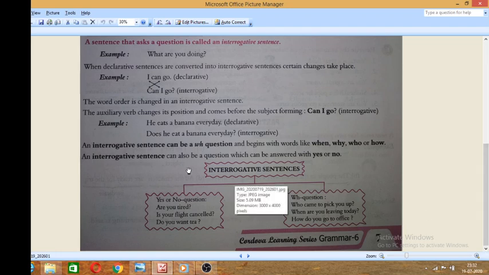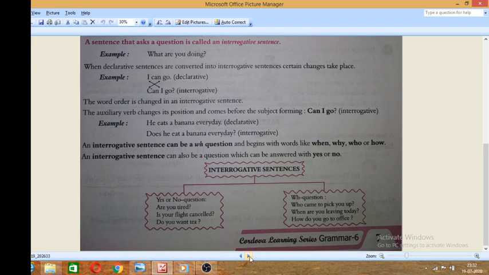So interrogative sentences are 2 types. Yes or no questions: Are you tired? Is your flight cancelled? Do you want it? Here these questions can be answered with yes or no. But can you see these questions with WH words, these are called WH questions. Who came to pick you up? Can you answer this yes or no? No, we cannot. When are you leaving today? This you have to answer with a sentence.